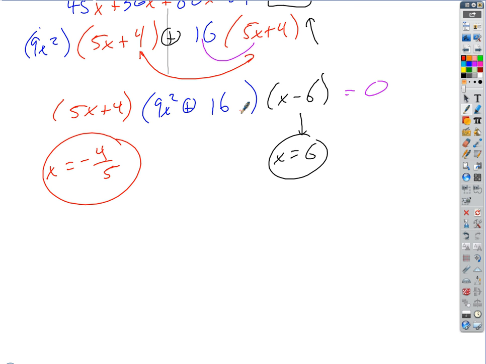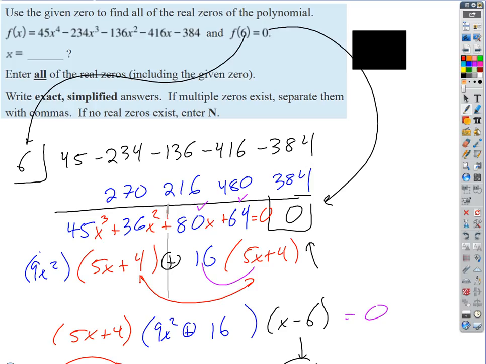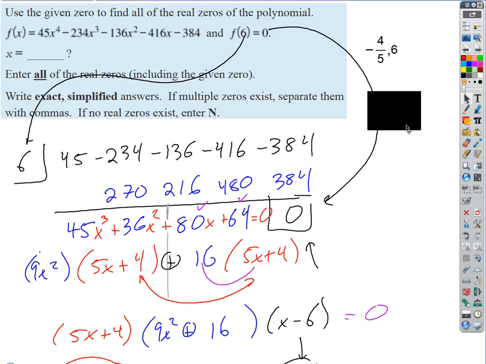Okay? So those are our answers. That's it. Okay, negative 4/5 and 6. Only got 2.